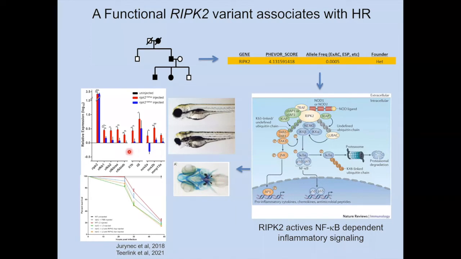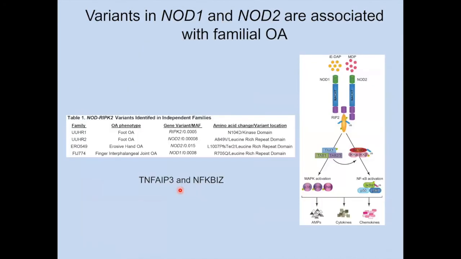We can also look at things like gene expression, and more functional assays depending on what the gene does. For the RIPK2 case, we showed that the variant allele is a gain of function mutation, so it has increased function compared to the wild type counterpart. What's interesting about RIPK2 is that as we've sequenced more families, we've identified other genes in the pathway. We've gone from a single gene to now 5 other genes in the pathway that are associated with OA.